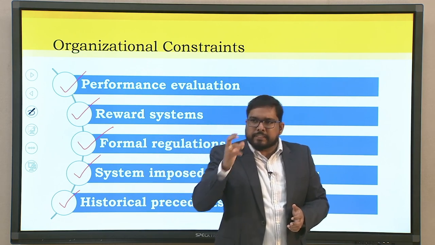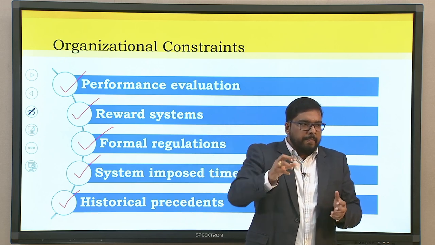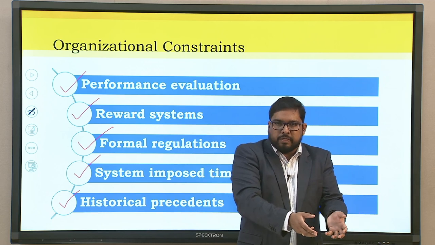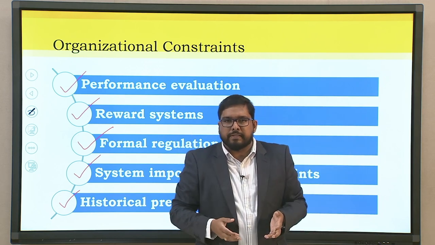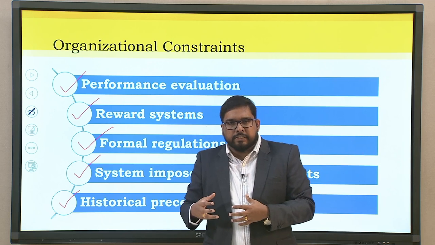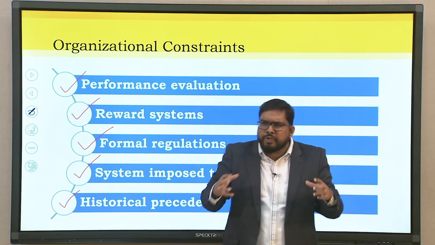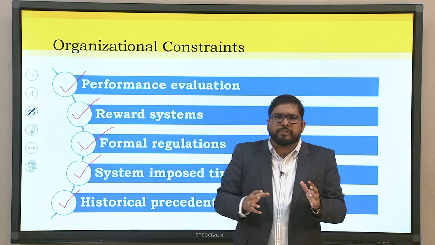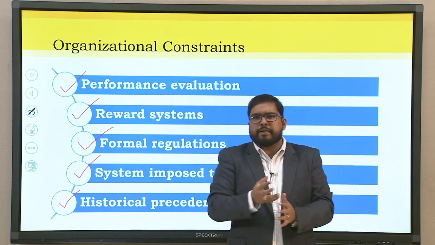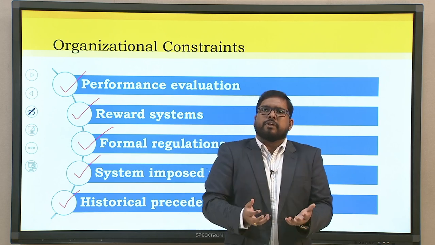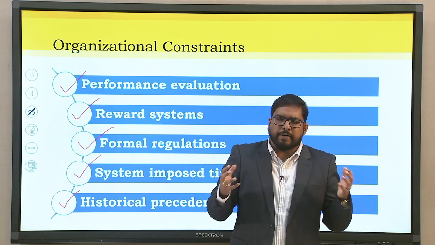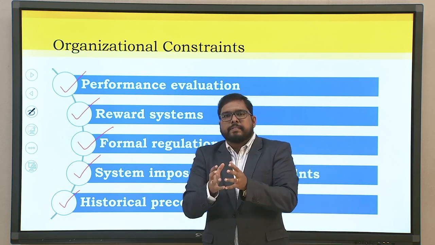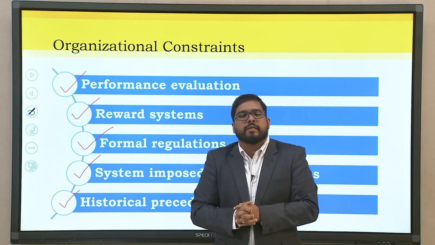There could be system imposed constraints. For example, there are some organizations where you have to surrender your mobile phones. You cannot take them inside your workplace. There are some organizations which have a particular uniform. Now, if it is required, it is well understood that the final product or the service actually warrants the use of that particular uniform or type of clothing. But there could be some such system imposed constraints.